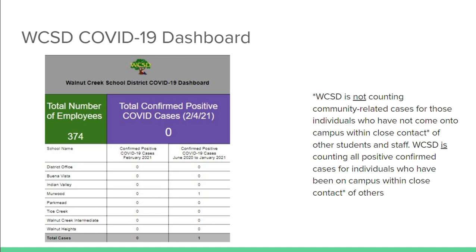Walnut Creek School District COVID-19 dashboard. This is also available on the Return to Learn 4.0 website, and it shows the total confirmed positive COVID-19 cases for our employees. However, we did want to note that Walnut Creek School District is only counting positive confirmed cases for individuals who have been on campus and within close contact of others, which means if someone tested positive but didn't come onto campus and didn't come into contact with any other individuals, they would not be counted on this dashboard, so that is something to note.